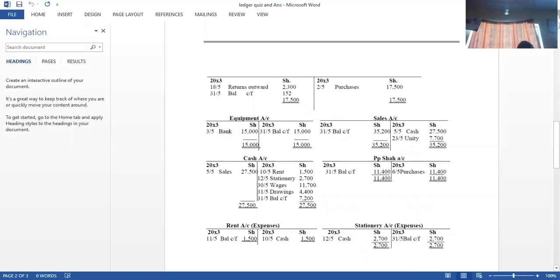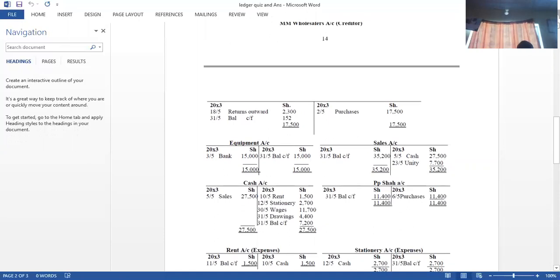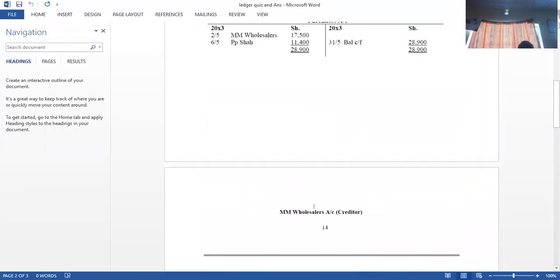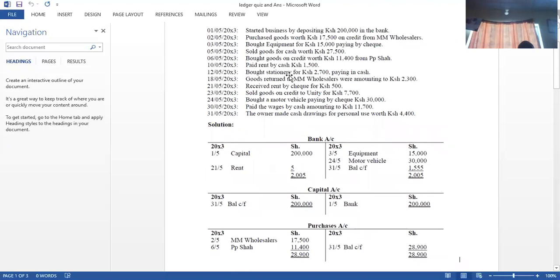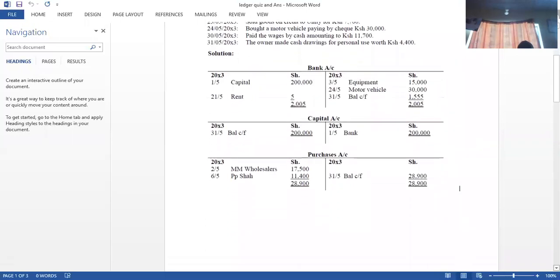The next transaction that took place was on the 12th, whereby stationery worth 2,700 was paid by cash. Stationery is an expense. Anytime we pay an expense, it is debited, and because it is paid by cash, cash is reducing. Anytime cash is reducing, it is normally credited. The cash account is normally credited for that matter.